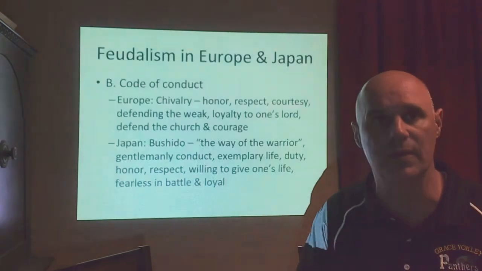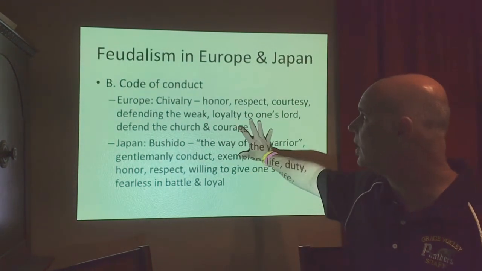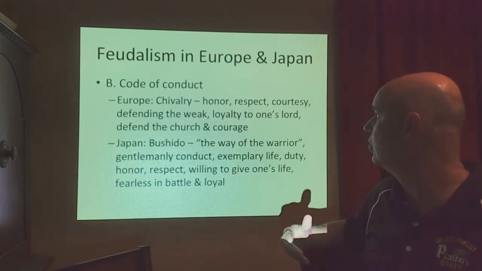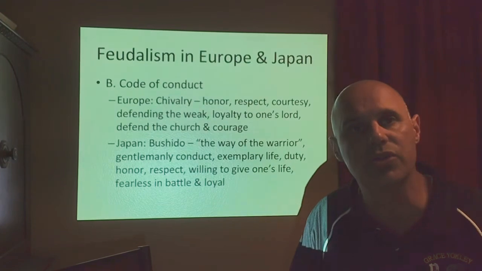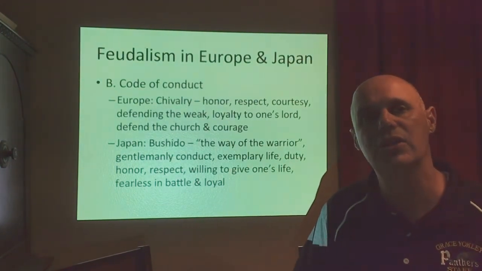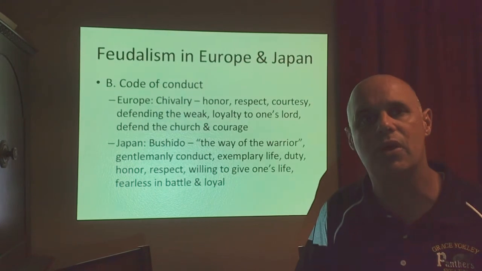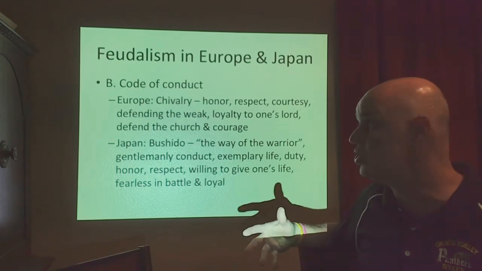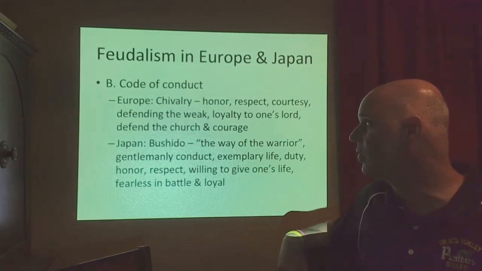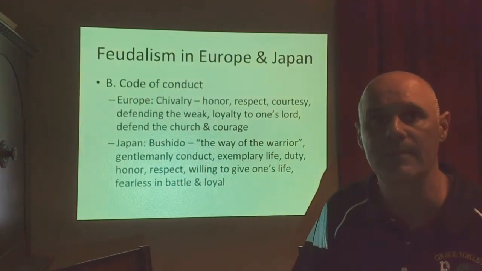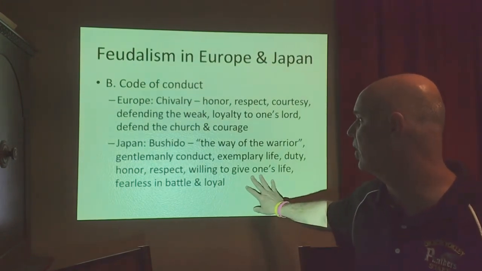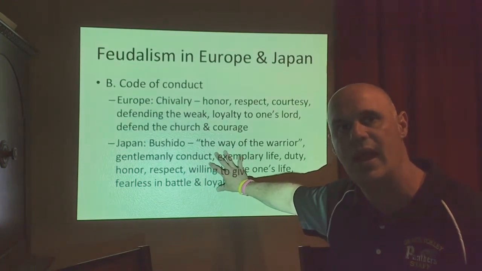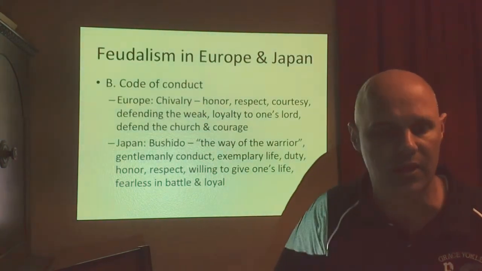We look at these different things here. That code of chivalry in Europe: honor, respect, courtesy, defending the weak, loyalty to one's lord, defend the church, and courage at all times. In Japan, when we talked about this, we called that code the way of the warrior, we call it Bushido. Gentlemanly conduct, exemplary life, duty, honor, respect, willing to give one's life, fearless in battle, and loyal. One of the biggest things you won't see here is willing to give one's life. That idea of seppuku is going to be very singular out in Japan. We do not see that here in Europe.